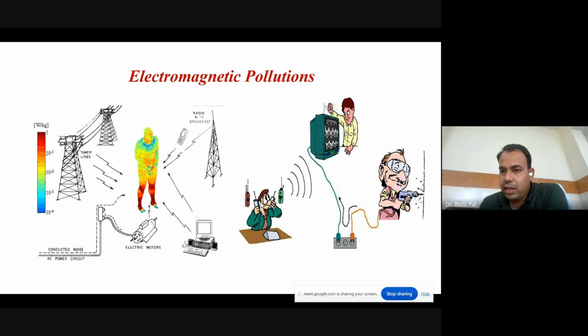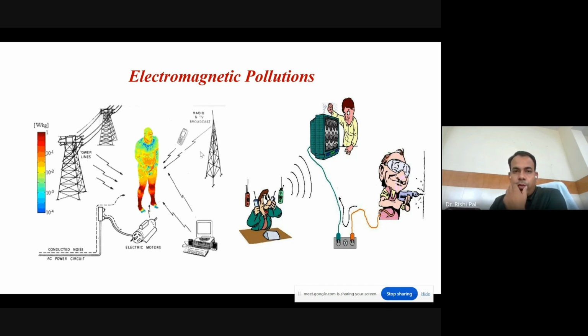You can see here one person is drilling in a wall. Sometimes we observe that due to the drilling, the signal of the television is disturbed. Sometimes it may also happen that we connect to another person, but get connected to someone unknown to us. So this is the electromagnetic pollution in nature.